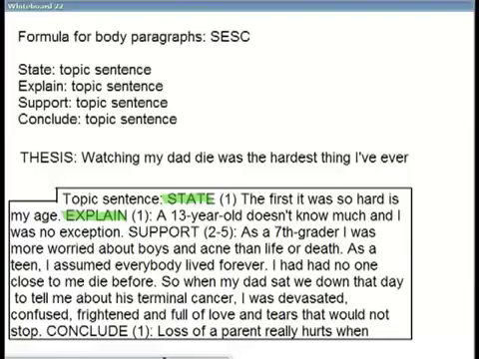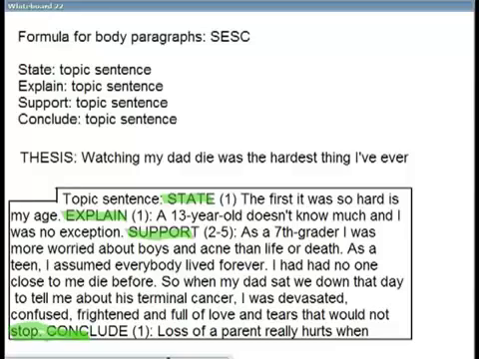The support, this is where your memories come in. As a seventh grader, I was more worried about boys and acne than life or death. As a teen, I assumed everybody lived forever. I had no one close to me die before. So when my dad sat me down that day to tell me about his terminal cancer, I was devastated, confused, frightened, and full of love and tears that would not stop. There are our 4 support sentences. And then we conclude, we bring it all back to the paragraph topic sentence. Loss of a parent really hurts when you're 13.